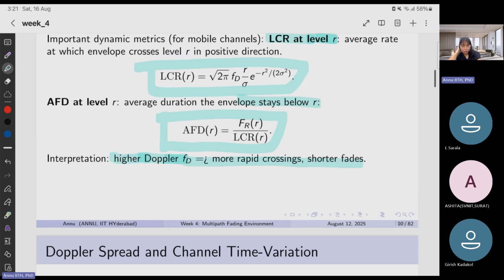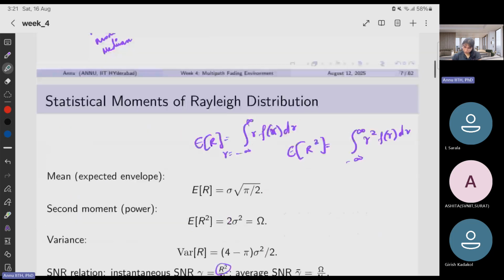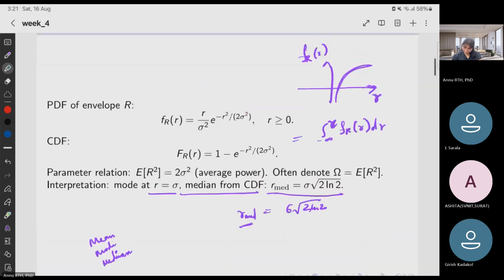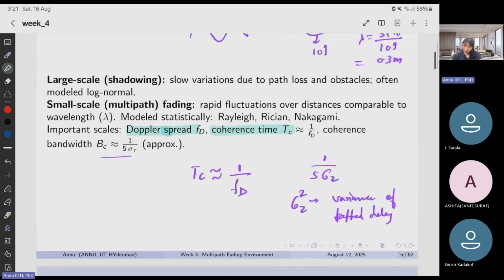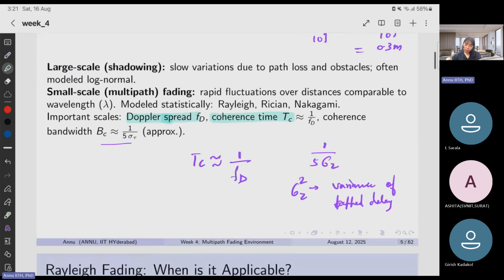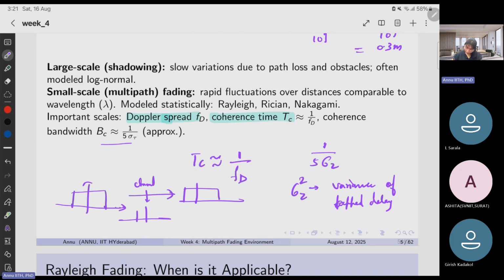So how was the Doppler related? You remember the bandwidth, sorry, the R. Here I defined one term. Yes, the coherence time was inversely proportional to f_D. What does this mean? Whenever we transmit any message, for example like this, to a channel, every channel has a coherence bandwidth.